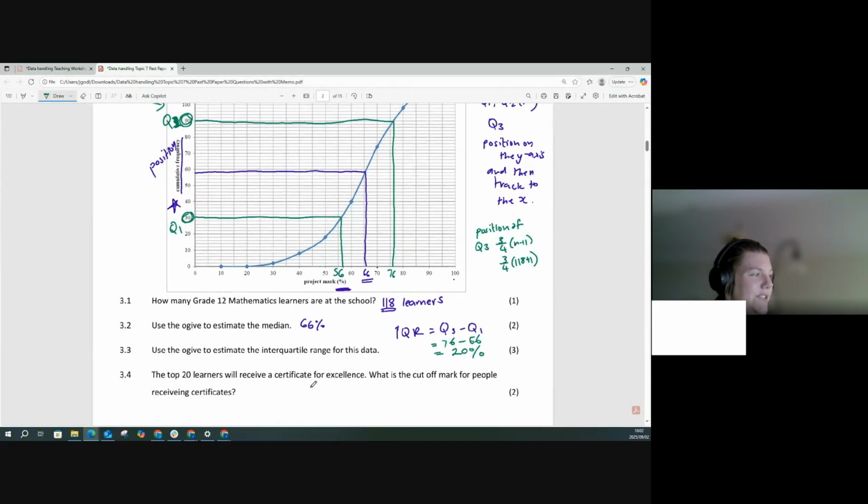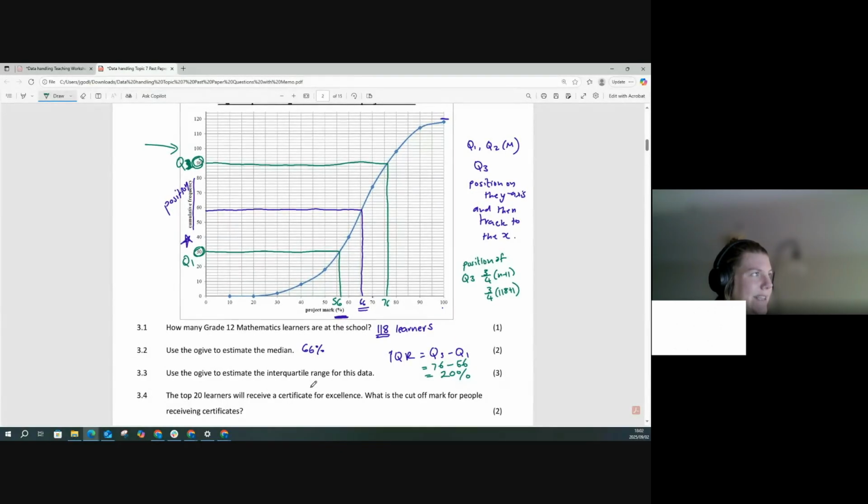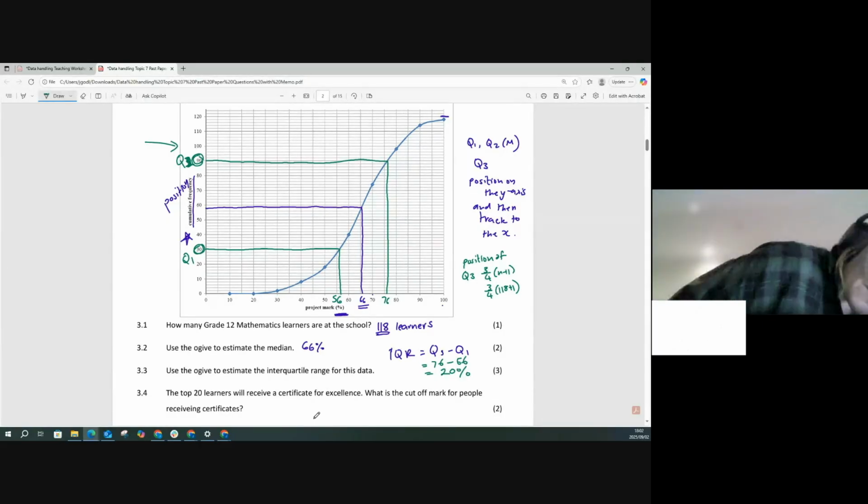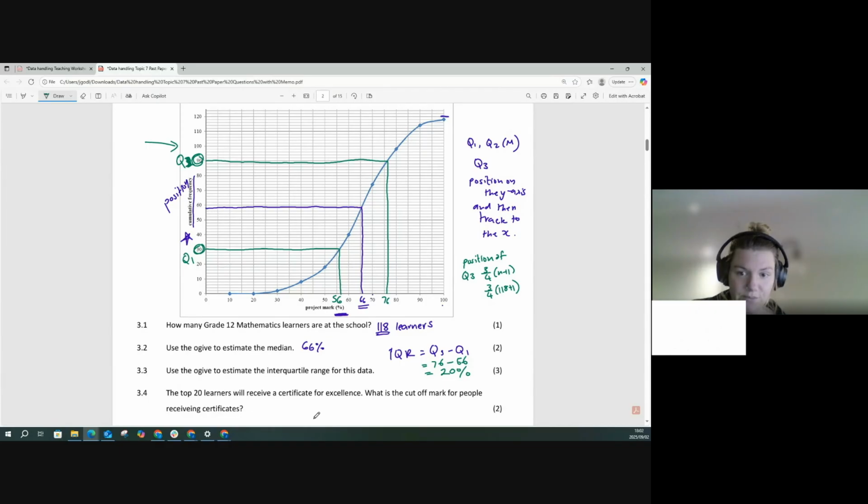Okay, last question for this question. The top 20 learners will receive a certificate for excellence. What is the cutoff mark for people receiving certificates? So the top 20 learners.